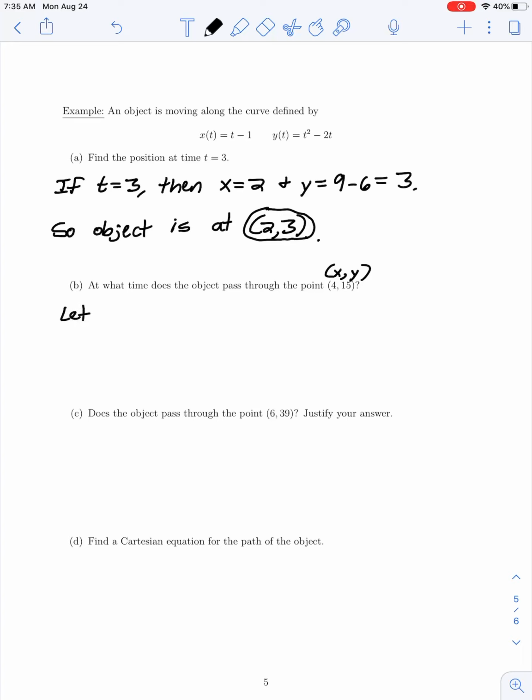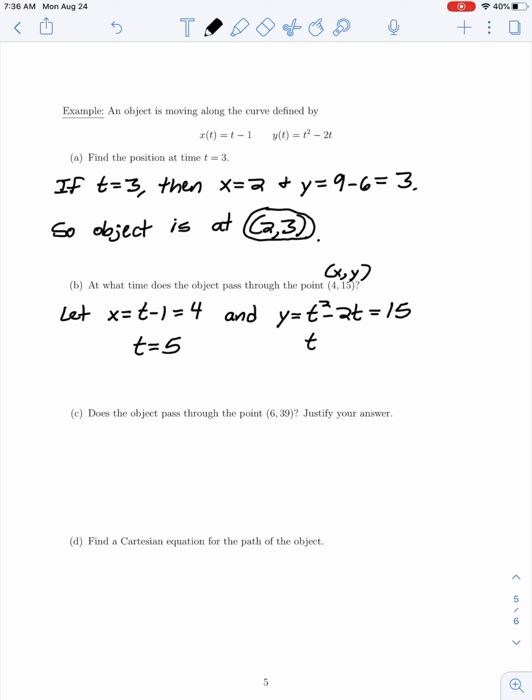So using the parametric equations for x and y, we have x is t minus 1, which we're going to set equal to 4, the x coordinate given in our point, and y, which is t squared minus 2t, we're going to set equal to 15. And we want to solve for t here. Now we could solve either equation for t, and it looks like certainly the first equation involving x is easier to solve. If I simply add 1 to both sides, I have t is equal to 5.